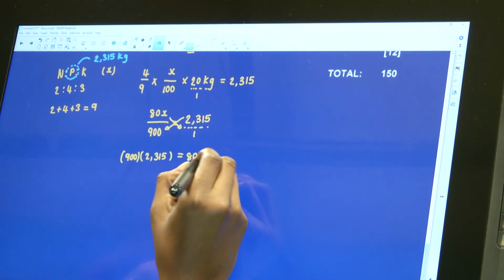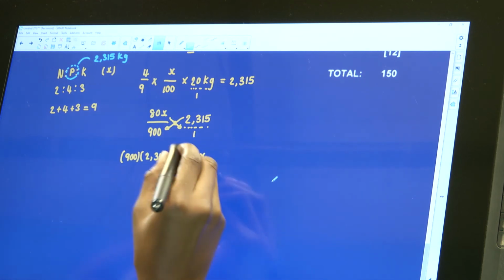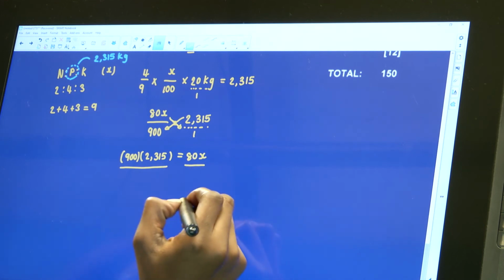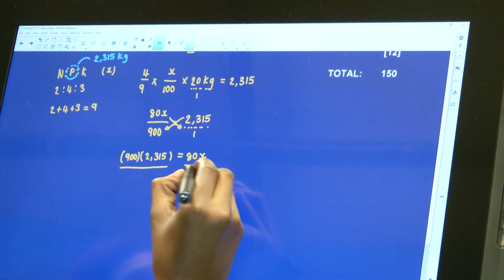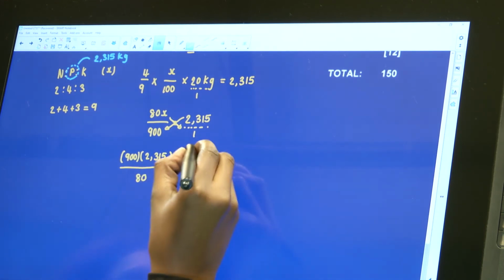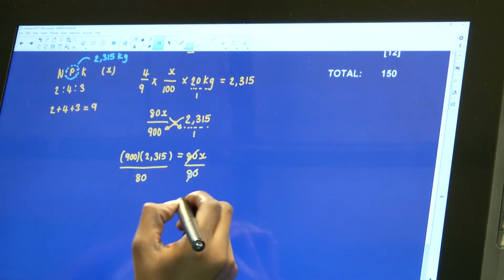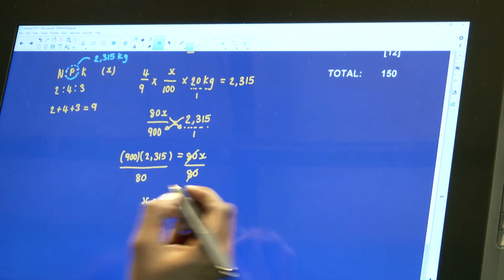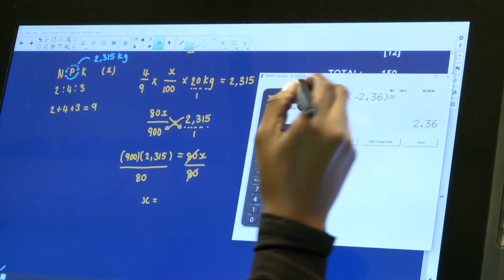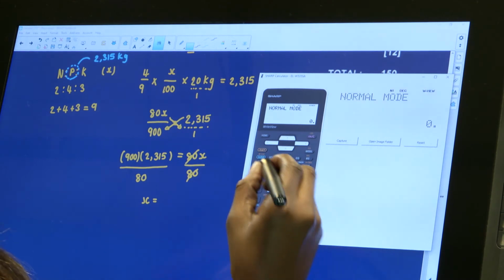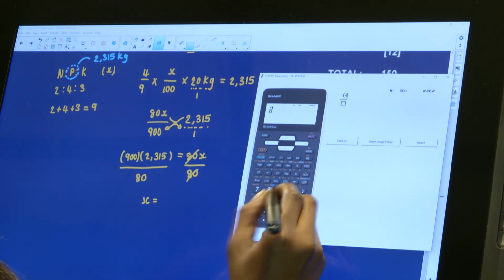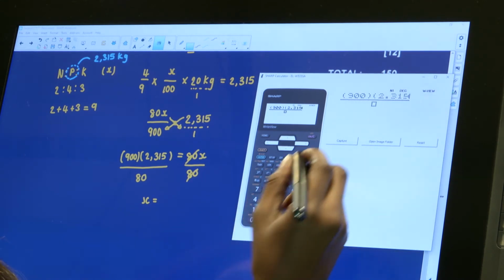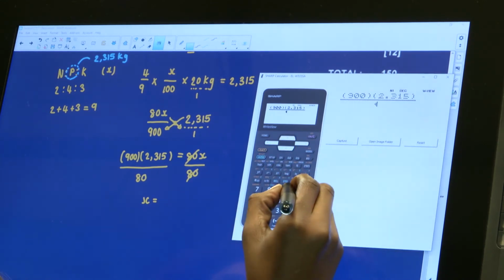I'm still looking for the x by itself. Therefore, I can divide both sides by what is bothering the x, and in this case, it's the 80. So I'm going to divide both sides by 80. The 80 and 80 on this side will cancel, because 80 divided by 80 is 1, and 1 times x is x. So let's put this in my calculator and see what happens. Remember, I always remind my kids to put brackets around everything that you're using, so that you're guaranteed that your calculator will give you the same answer.